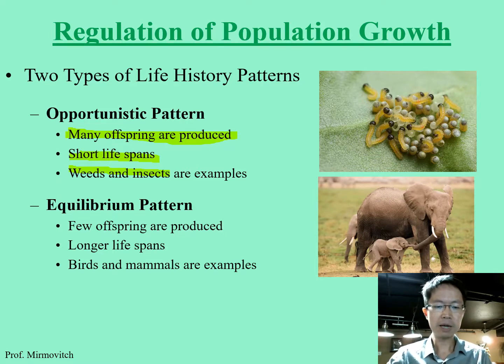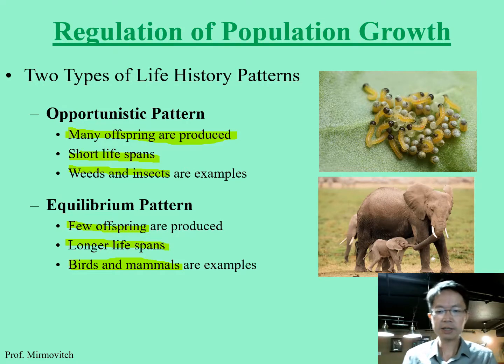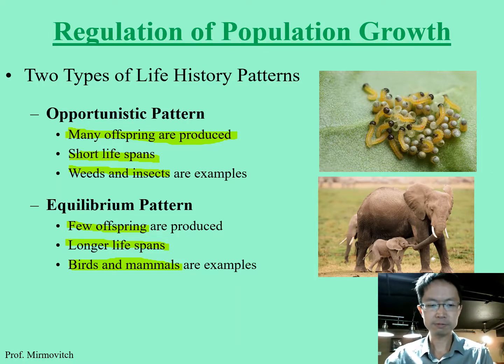Equilibrium pattern, on the other hand, only a few offspring are produced. Why? Because they have a longer lifespan. Parents can spend more energy and more resources to focus on raising those offspring. That's why the offspring have a longer lifespan. Birds and mammals are the examples. So you can see that the equilibrium pattern is more successful. The opportunistic pattern is, I would say, less successful or less selective.